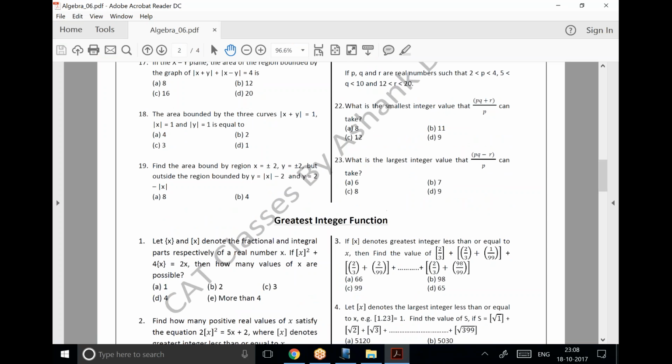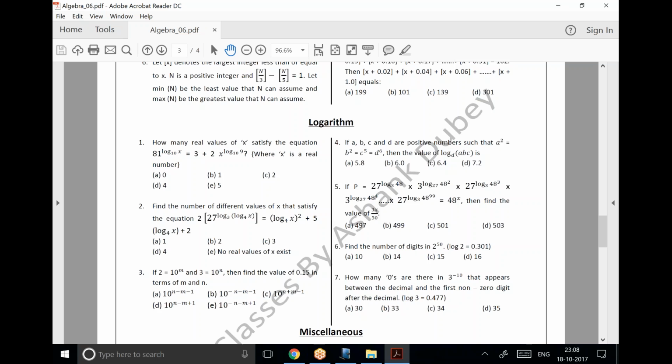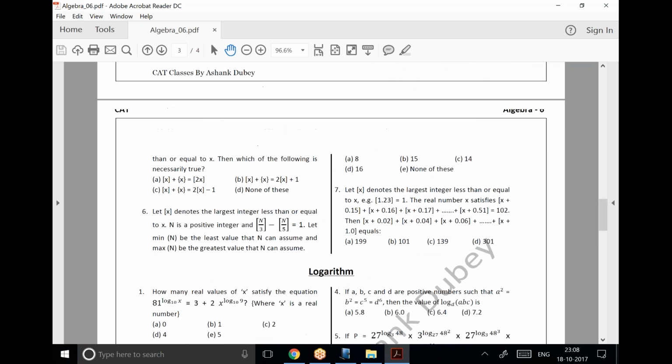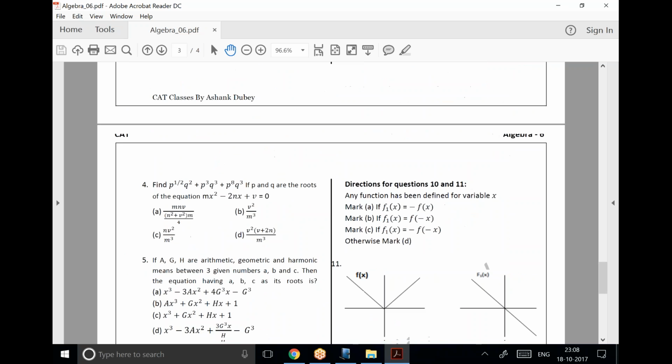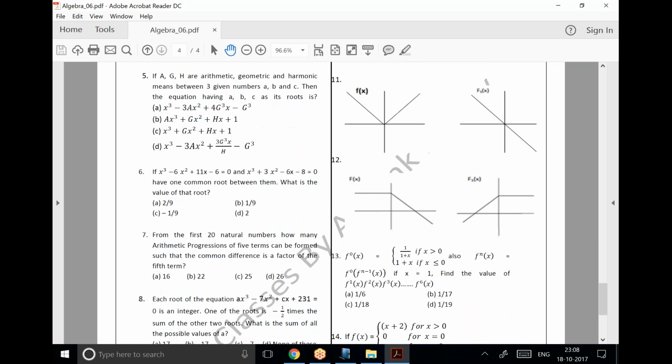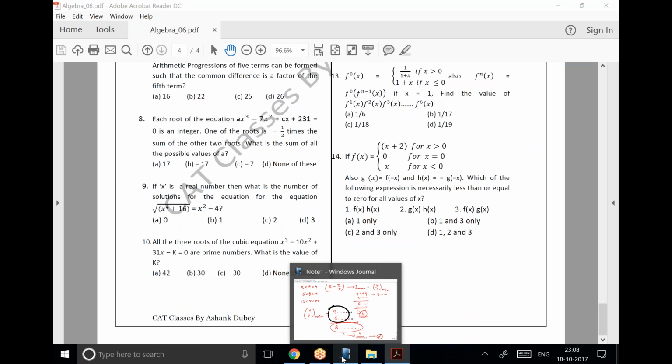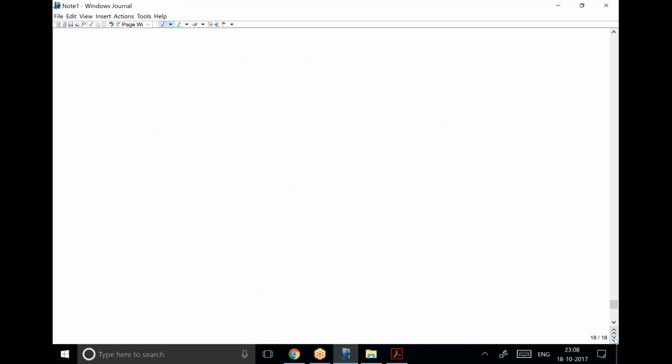So now it is your task. This portion I have already discussed. Logarithms you can try out, because they are based upon some formulas and rules which you already know. One basic thing which I want to discuss in this sheet is questions based upon functions and how you will be dealing with those questions.